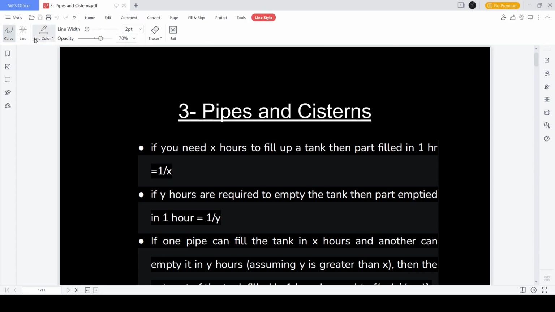Today we're going to start with the next topic, that is pipes and cisterns. So basically, a cistern is a tank, first of all. In the previous lecture, we covered something called rates and work. This topic is very similar to rates and work, where we will be using the rate a lot. It might be rate of inflow, it might be rate of outflow. I'll tell you what that means.